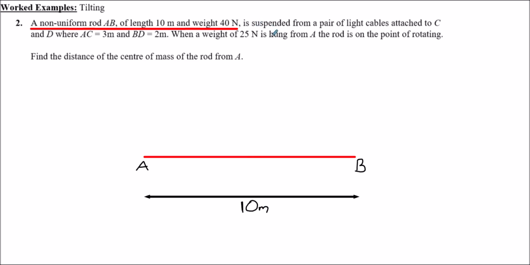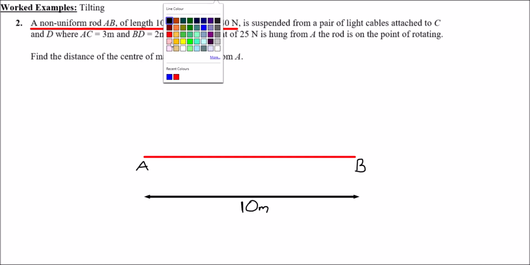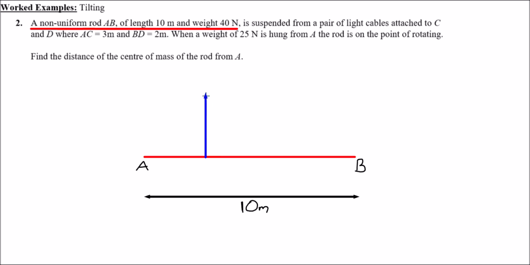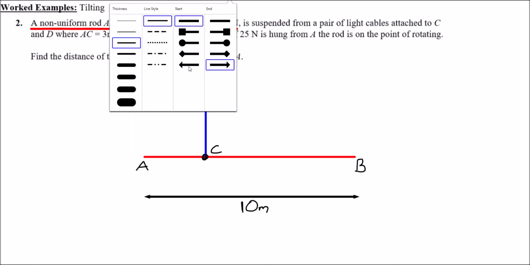So what else are we told? Well, we're told here that it's been suspended from a pair of light cables attached to C and D. So these cables will be supporting it upwards. So maybe it's like dangling from 2 ropes or something like this. So we're told that from A to C is 3 meters. So we can do a line going up at C. So if that's going to be point C, because it's going to be a cable, we can call this the reaction at C. And like it says here, that's 3 meters away from point A.